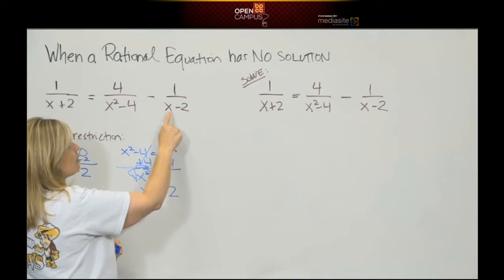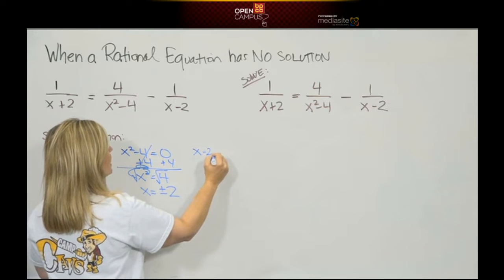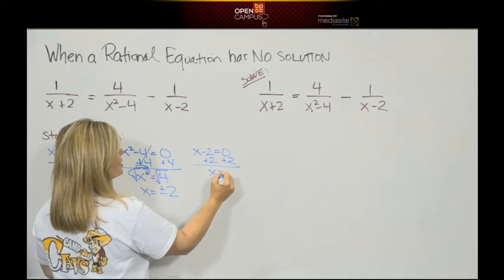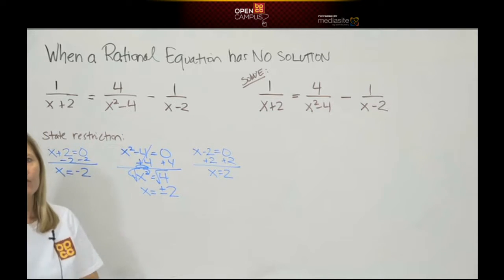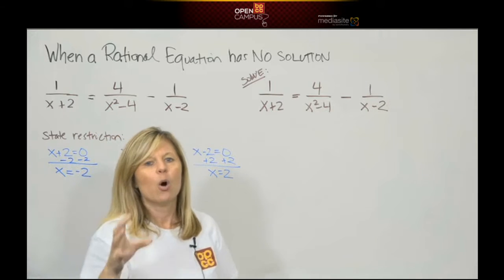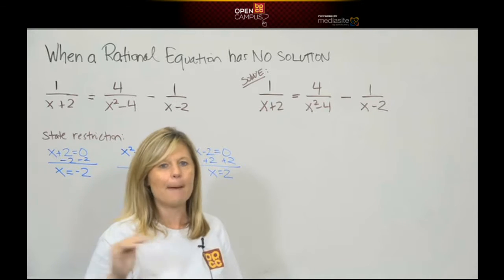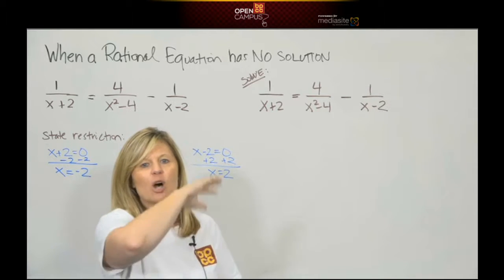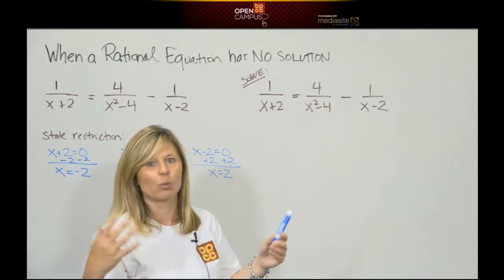My third denominator is x minus 2. So I take x minus 2, I set it equal to 0, and I get my restriction x equals 2. Again, the word restriction means what the answer for x cannot be, because it makes the denominator become a 0, which makes the whole fraction not exist. That's what the word undefined means.